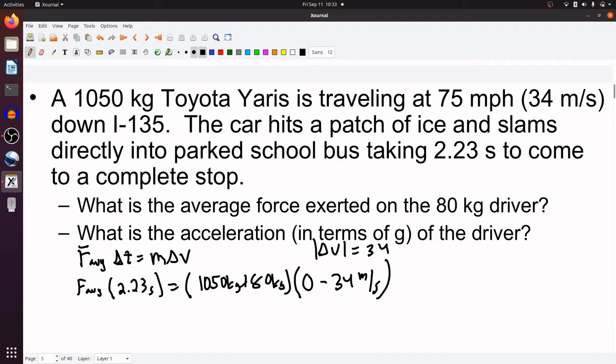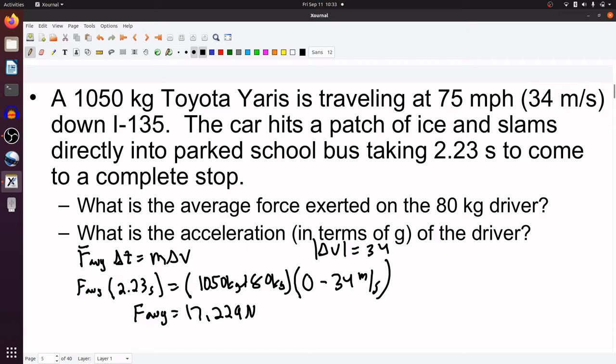All right, so we have 1050 plus 80 times 34. And then I divide that by 2.23, and that gives us a force of 17,229. Okay, and so that answers our average force.